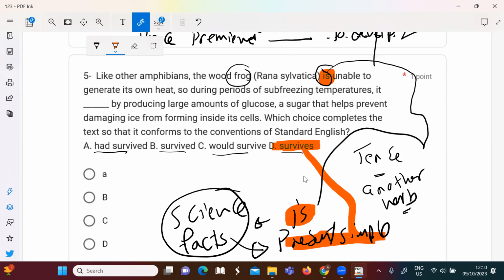Here too there is "helps", which adds another verb in the present simple. "Is" is present simple, "helps" is present simple. So I'll choose "survives", present simple.